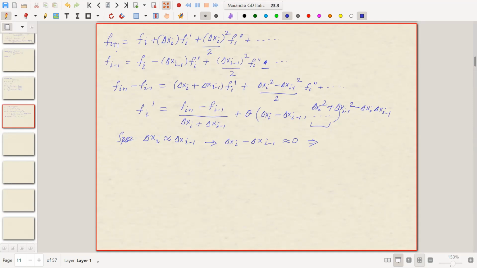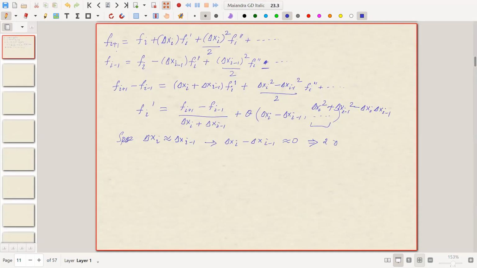How does this expression look? It will look like maybe 2 delta squared minus delta xi squared, because delta xi is approximately delta xi minus 1. So it will look like delta xi squared, or even delta xi minus 1 squared. It doesn't matter because delta xi is approximately delta xi minus 1. It will be of the same order type. So that means order of this squared is there. That means a second order accurate scheme.